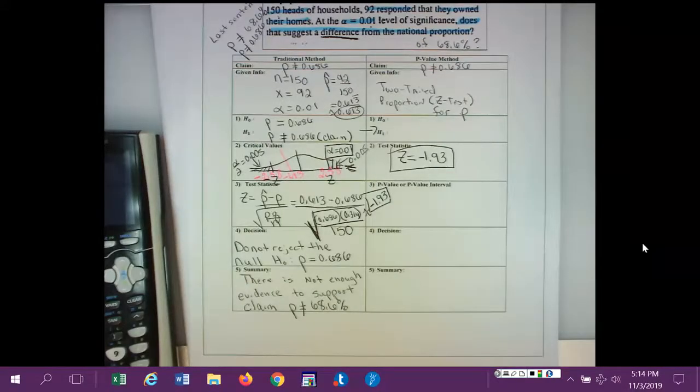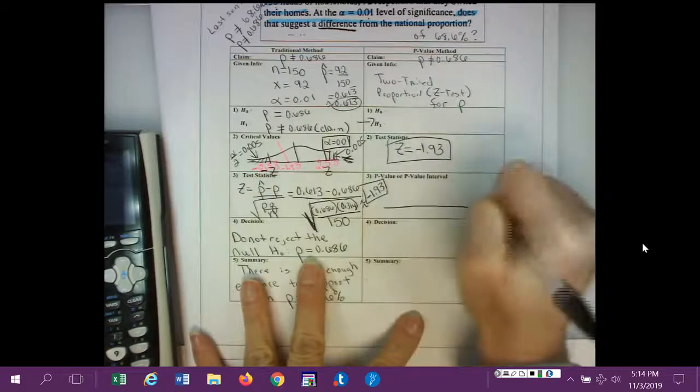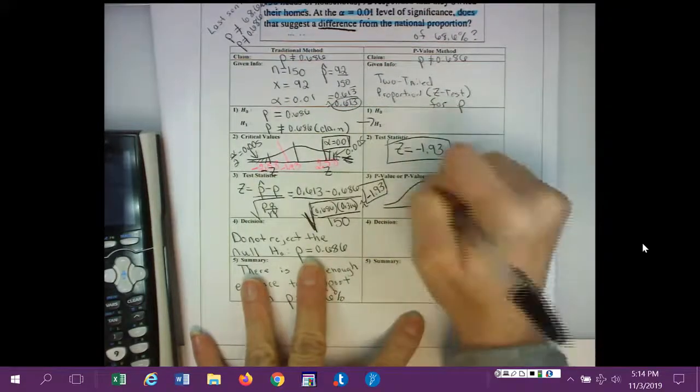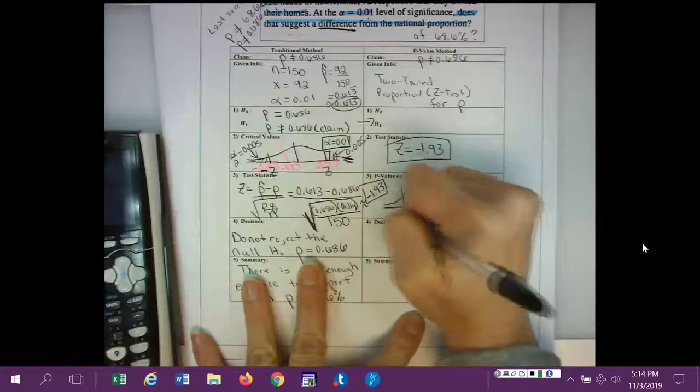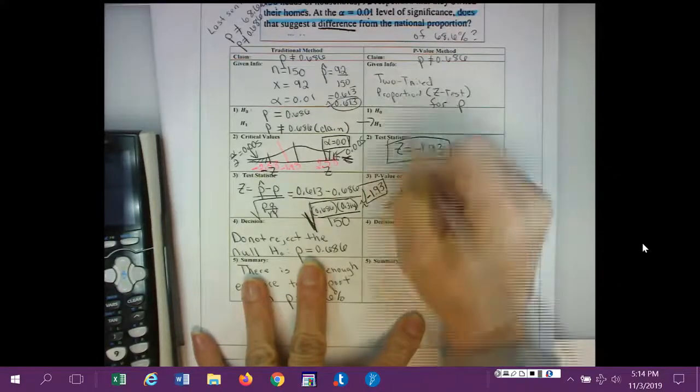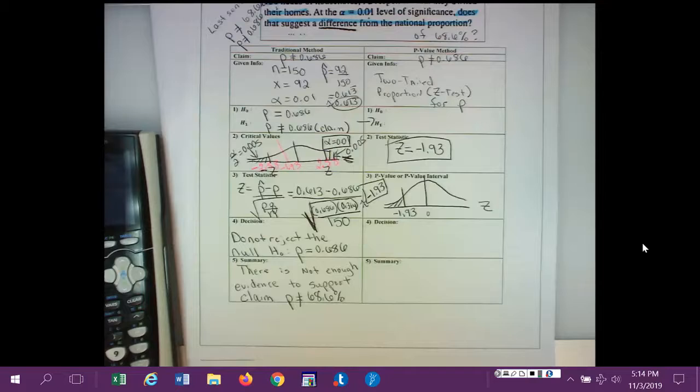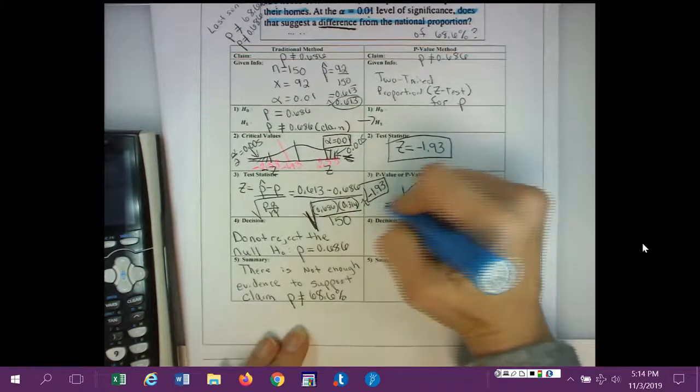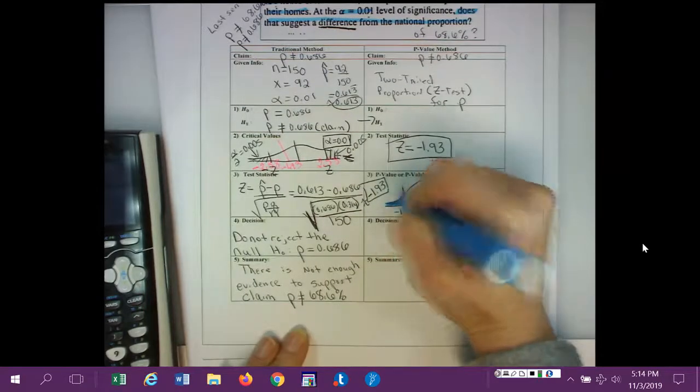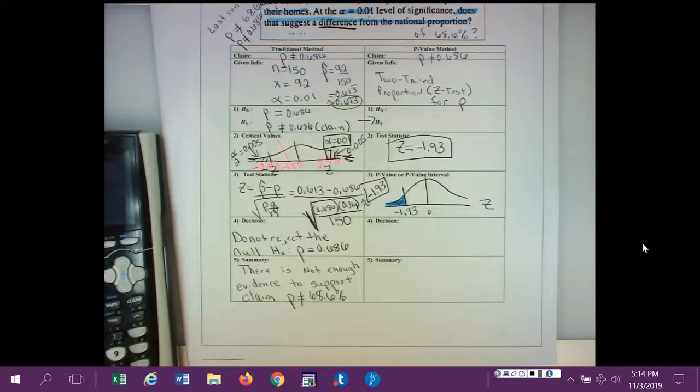Now the p-value method, we take our picture z and we are going to put our negative 1.93 on the axis. That's our test statistic. We're going to find that area, and since it's a two-tailed proportion z-test, we double that area. So we double it by hand. So you would go to your z-table and look up negative 1.93, and it would give you the area below it because that's how the two-page z-table works.